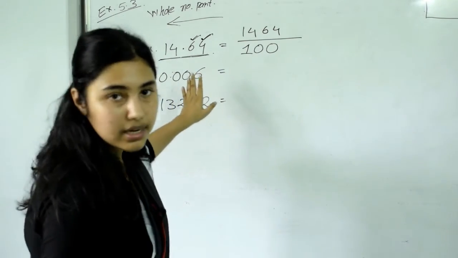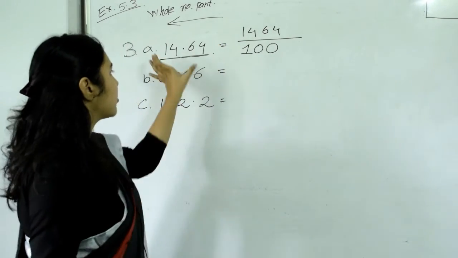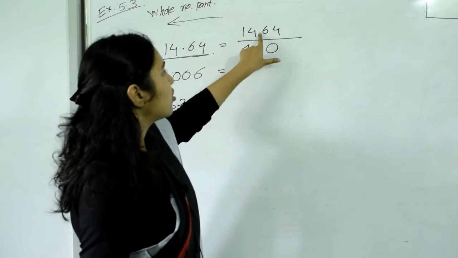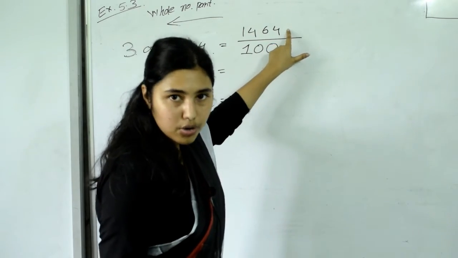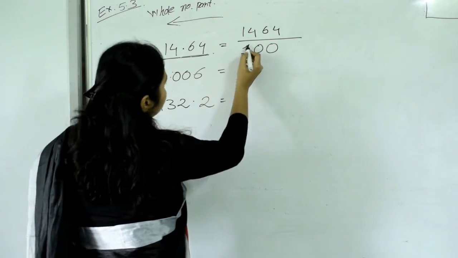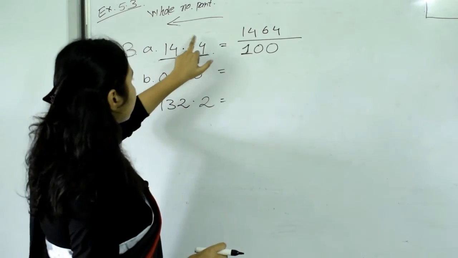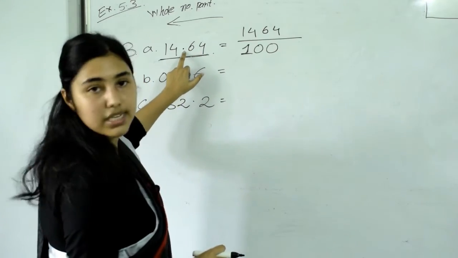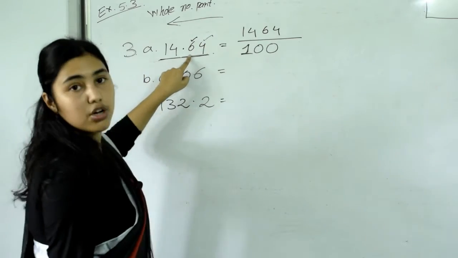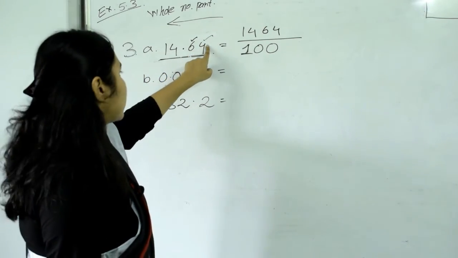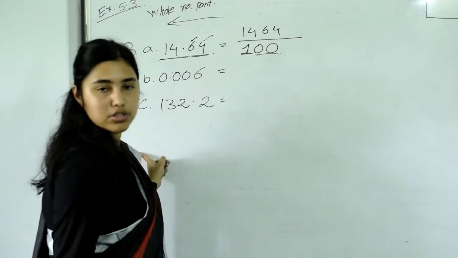Okay, is it clear? So our first step is, first write this whole number without this decimal point as the numerator. Okay, then take 1 in the denominator and count the decimal places after this decimal point. So 1 place and 2 place, which means this is 10th place and this is 100th place. So take here 2 zeros.